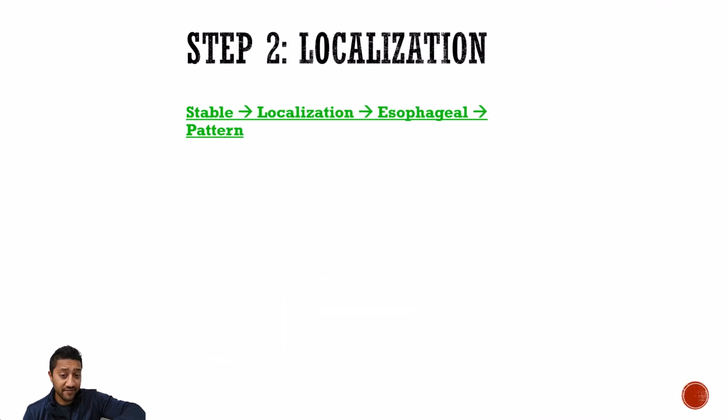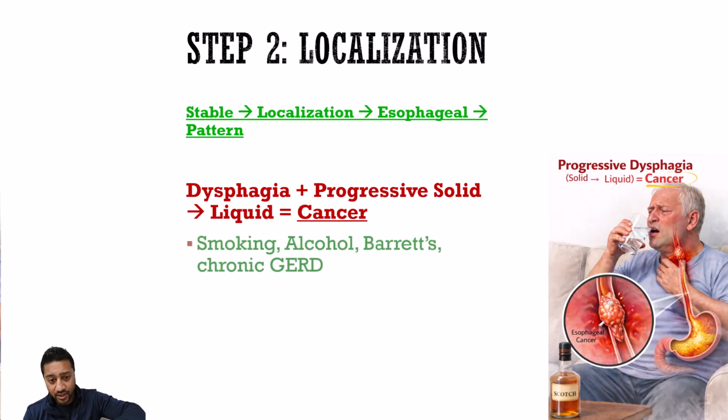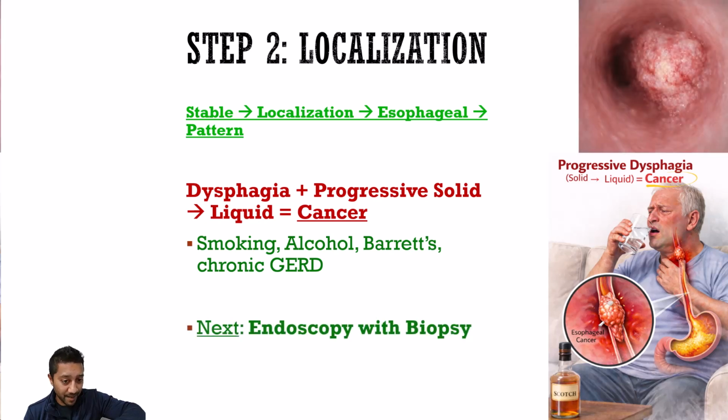Now, if the patient says that they have dysphagia, but it's progressively worsening from solid to eventually liquid, then this is esophageal cancer until proven otherwise. Often, they might include risk factors in the clinical vignette like an older age, smoking history, drinking history, Barrett's esophagus, all the things that we know will increase your risk of developing esophageal cancer. In this situation, the next step is to perform an endoscopy with biopsy to confirm that diagnosis.